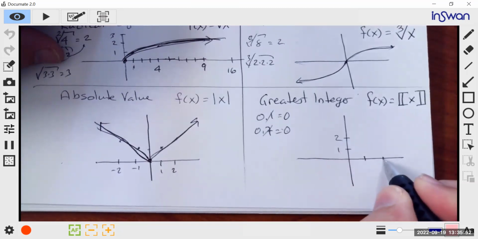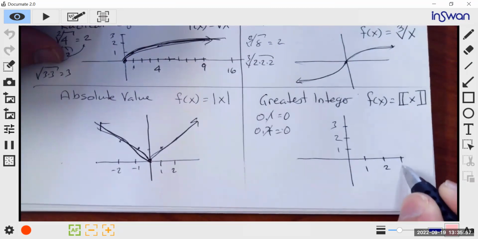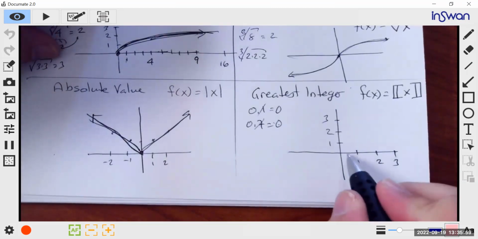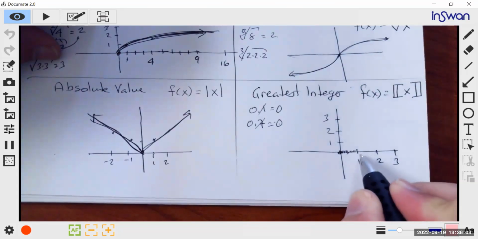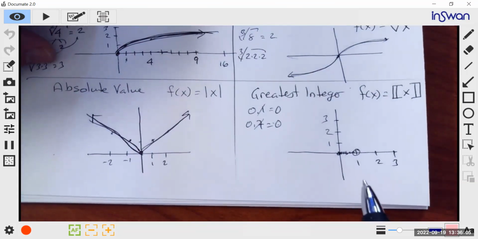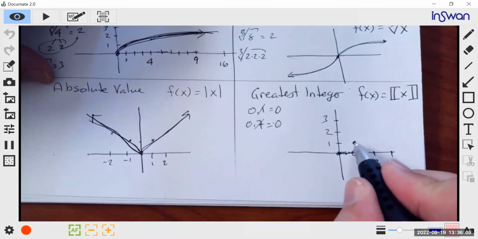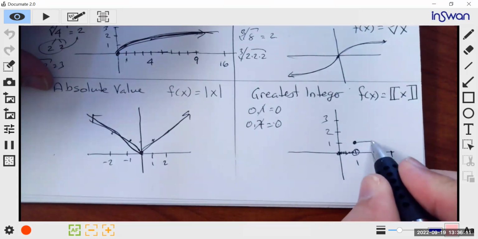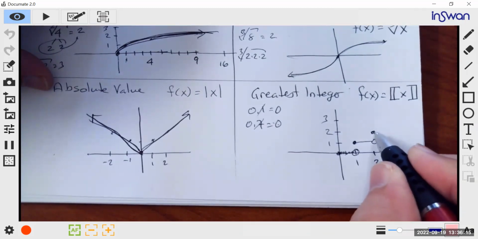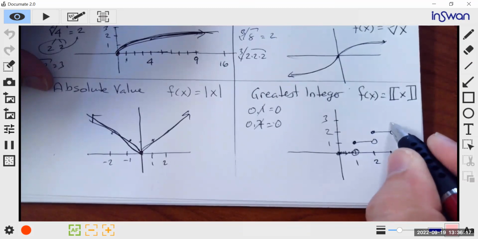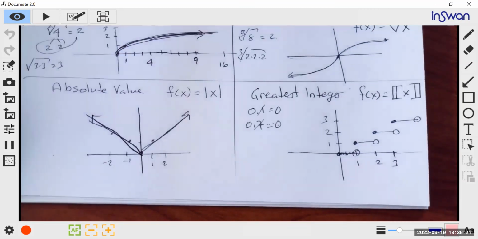It's called a step function. I'll show you why in a second. From 0, everything up to 1, it stays 0. But once it goes to 1.0, it jumps up. It stays 1 until it gets to 2. Then it jumps up to 2. And so on and so forth.